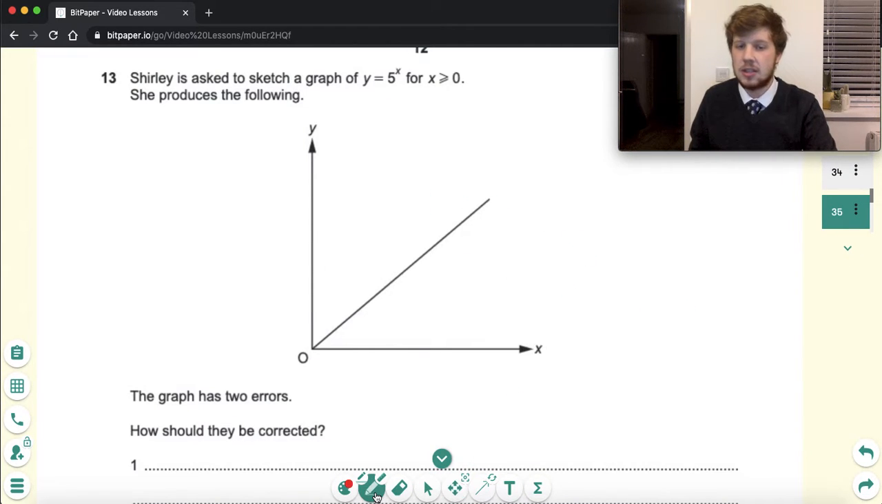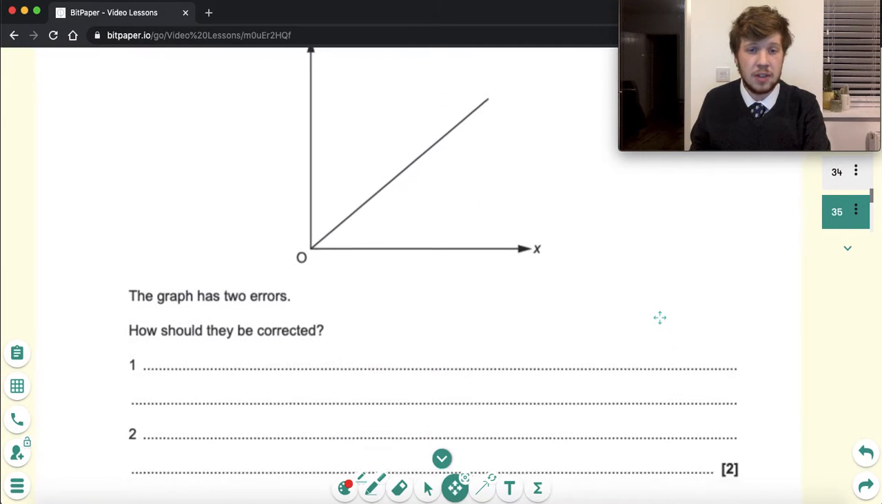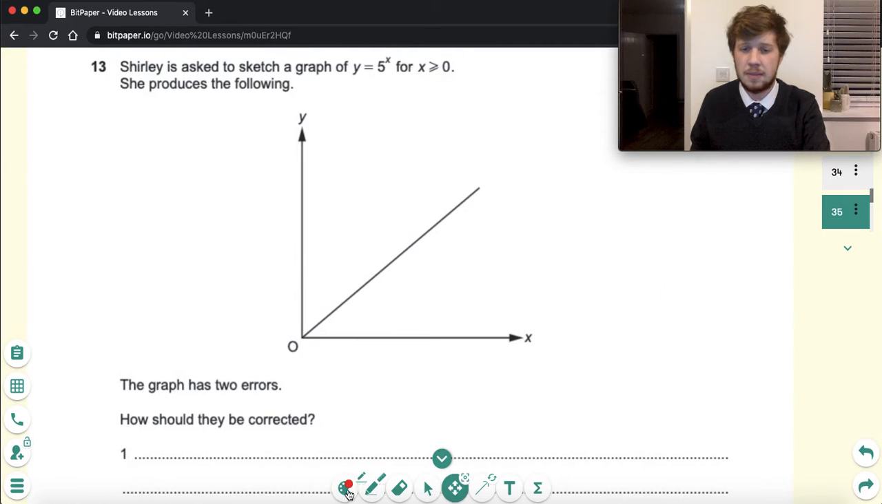Question 13 is looking at a graph, and it says Shirley is asked to sketch a graph of y equals 5 to the power of x for all values of x greater than or equal to 0. She produces the following. The graph has 2 errors. How could they be corrected?